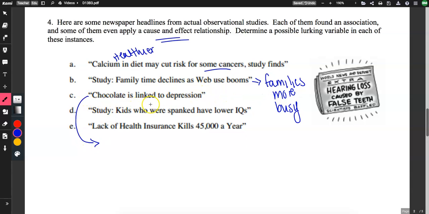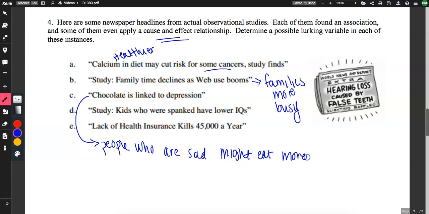So chocolate's linked to depression. Now that's one you hear a lot, but that might not cause depression. Maybe people who are already feeling sad or having some issues eat more chocolate. So feeling sad is maybe the lurking variable causing both of those things. That is spelled totally wrong. Chocolate. Okay? Right, so lurking variable is just another variable impacting the two things that you're already studying.